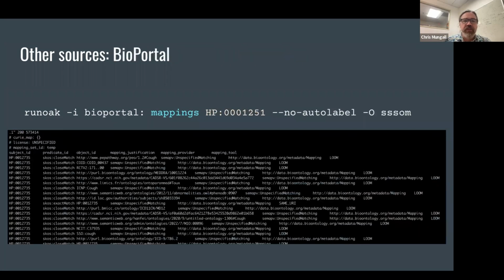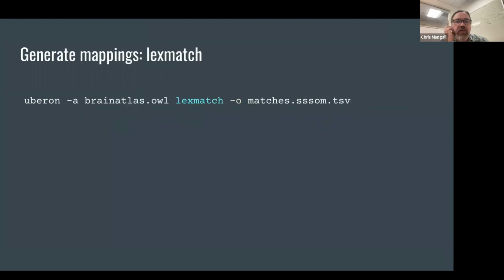BioPortal is also quite a rich source of diverse mappings for a very, very wide range of ontologies. So this can be quite useful as well. Again, just switch out the input selector for BioPortal. And in this particular case, it's showing all of the mappings in BioPortal for a particular concept within HPO.